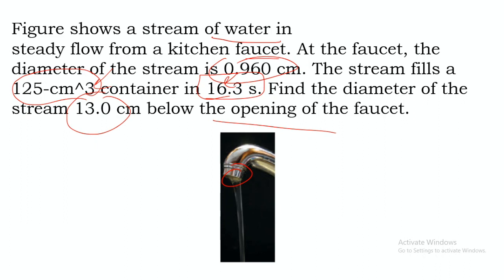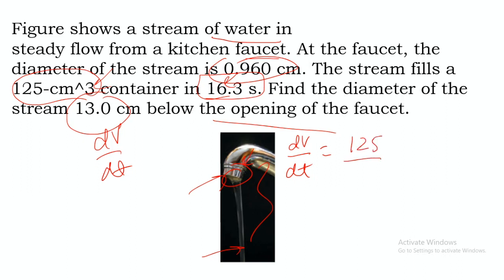So basically what we are given is that this stream will fill this container in 16.3 seconds. Because dV by dt is given, it will be the same here and here. So we are given dV by dt, which is 125 centimeter cube per 16.3 seconds. This comes out as 7.67 centimeter cube per second. Okay, so this is given, actually this is A1 into V1.